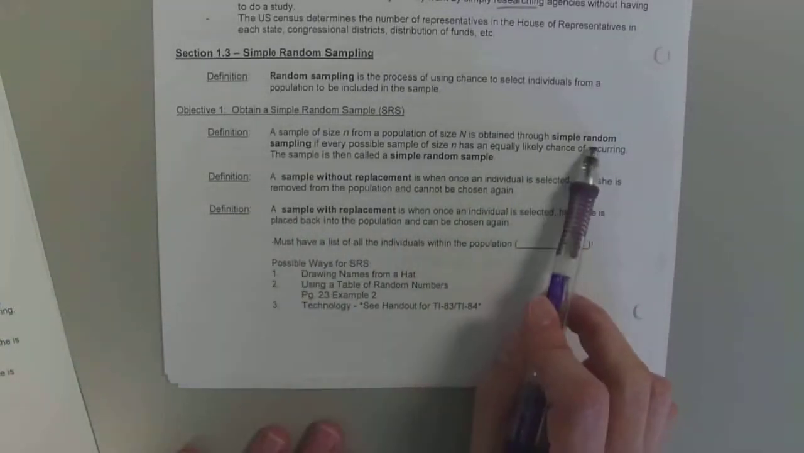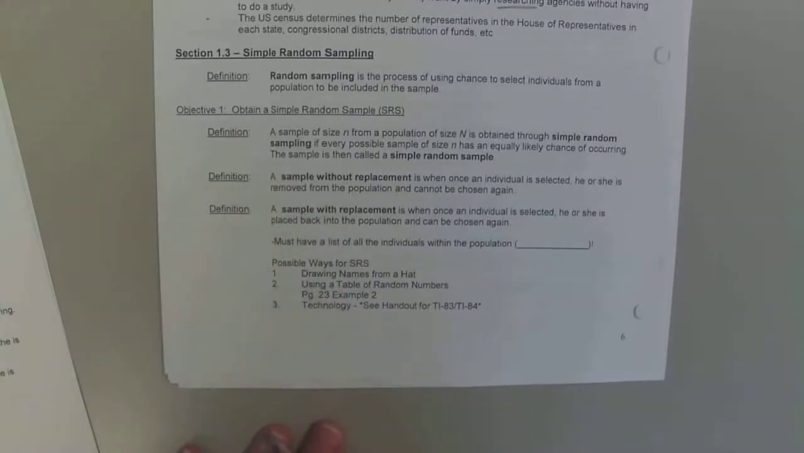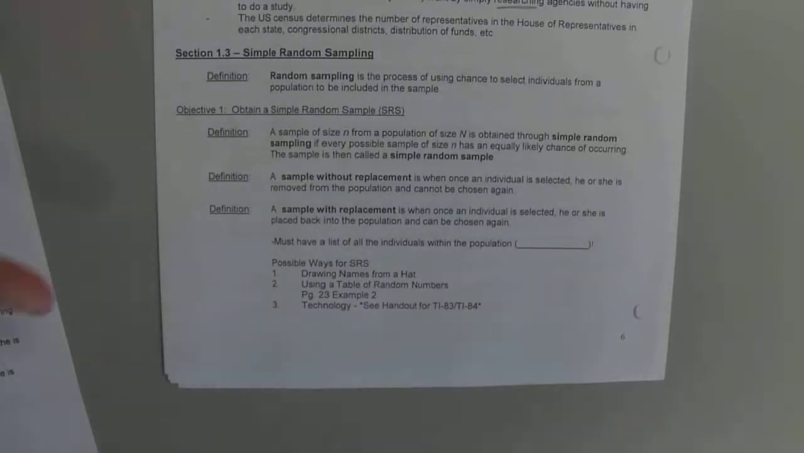So what is a simple random sample? Let's look at this definition. It says a sample of size little n from a population of size big N is obtained through simple random sampling if every possible sample of size n has an equally likely chance of occurring. The sample is then called a simple random sample. There's a couple things I want to point out that are going to play a role until December, all right?